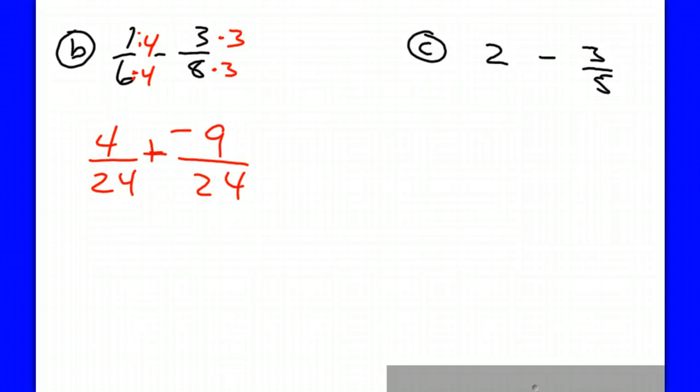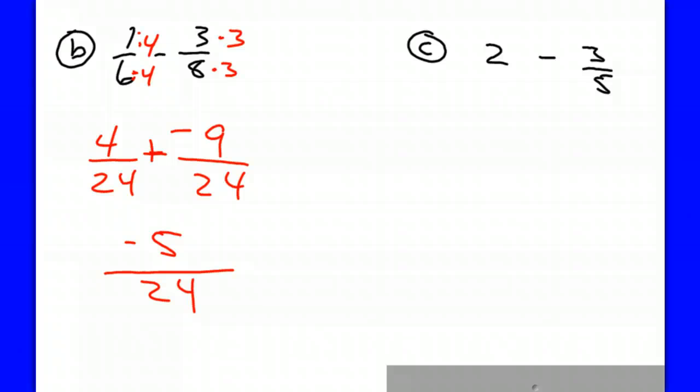So will that sum be positive or negative? Negative, because the 9 is a bigger absolute value, right? And so the denominator doesn't change. And what is 4 plus a negative 9? I think everyone knows this. What is it? Negative 5. Is it possible to reduce this fraction? So these two numbers, 5 and 24, are relatively prime. So compared to each other, they have no factors in common. So everybody say relatively prime? Relatively prime. And you got it.